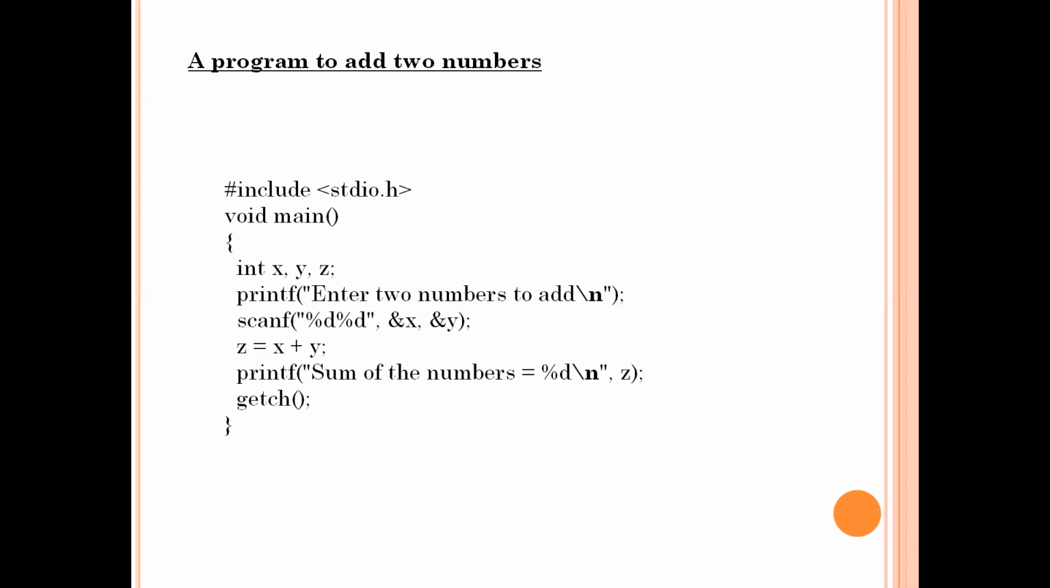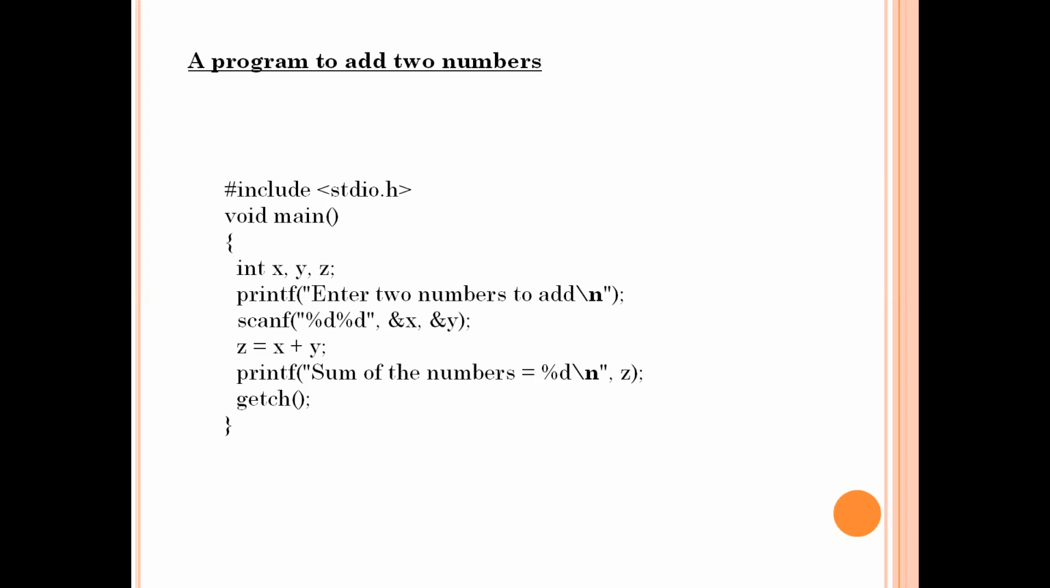For specifying the integer values of x and y, we must write the statement as scanf within the double quotes %d, and the %d is written two times to indicate that we are giving values for x and y. It is followed by a comma, then &x, &y. That means the values given should be stored as the values of x and y.